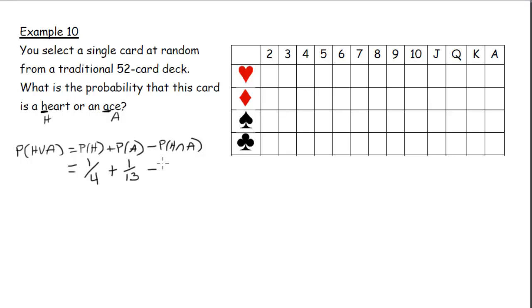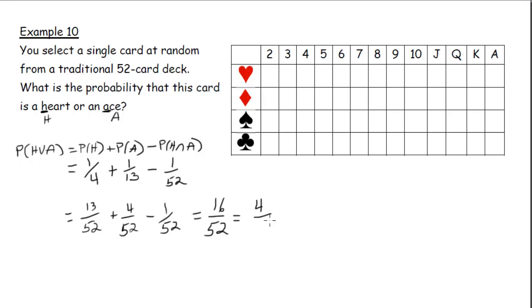And then I need to subtract off the overlap, that I am a heart and an ace. Well, there is only one card in the deck that is both a heart and an ace, so that would be 1 out of 52. So this would be 16 out of 52, which would reduce, I think, by 4, so this would give us 4 out of 13.